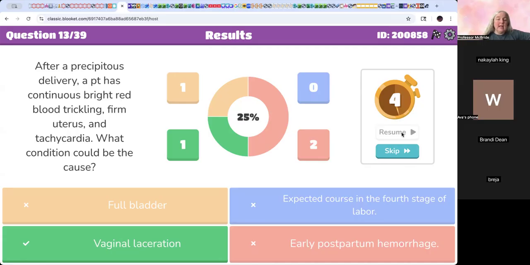Okay. So this one gave us a laceration. It said we had continuous blood trickling. What if she didn't have a laceration? What if she had a precipitous delivery and she had a hematoma? What signs might we see if she had a hematoma? The purplish color of the vulva.